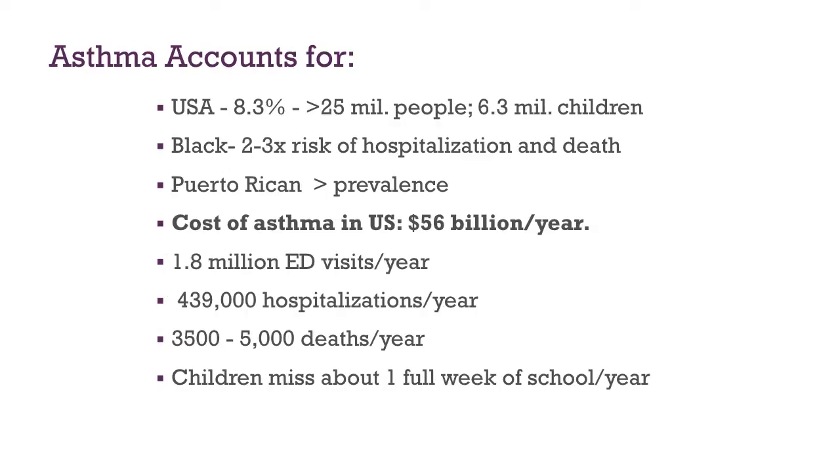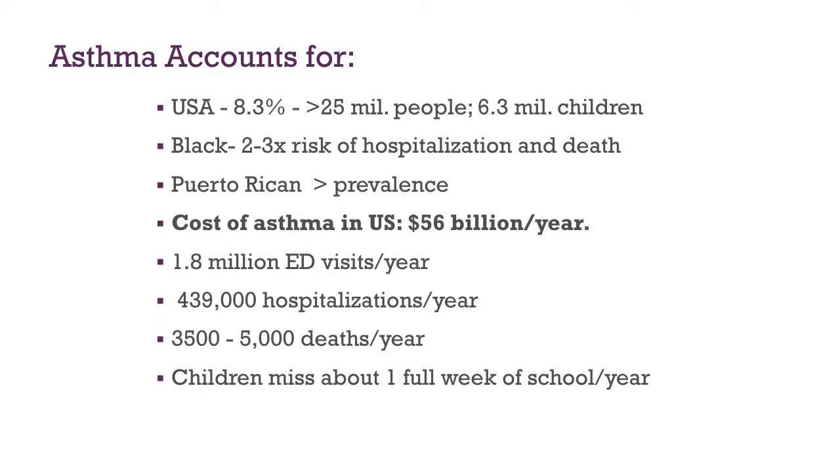So asthma in the United States affects approximately 8.3% of our entire population, 25 million people, 6.3 million children. African American individuals are at much greater risk. They have a higher prevalence of asthma, and they also have a higher risk of hospitalization and death. And this is attributed to socioeconomic disparities, housing conditions, as well as quality of health care that they receive. Puerto Ricans also have a higher prevalence as well. So when we think who's most at risk, it's going to be our African Americans, certain of our Hispanic populations, Puerto Rican specifically, and then our Caucasian following that.